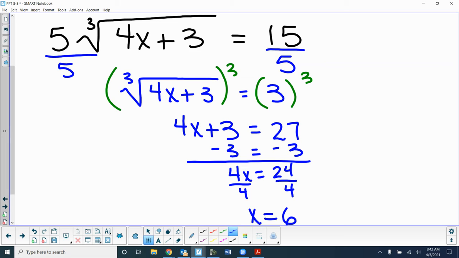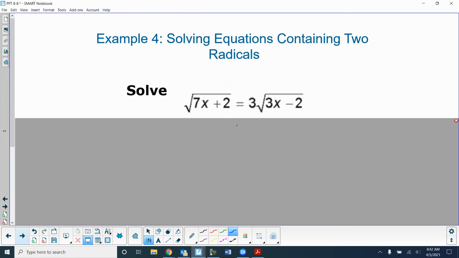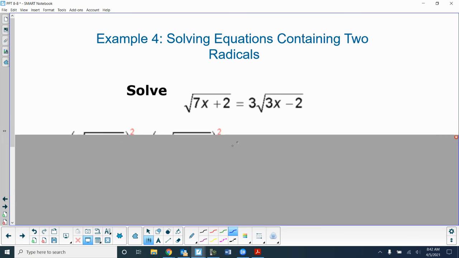Making sense? All right. Now, sometimes you'll have a radical on both sides, like this. Okay? So, there's nothing we can do to simplify anything right now. So I just need to do what to both sides? Square both sides. Okay? Which I think they have it written for us here.